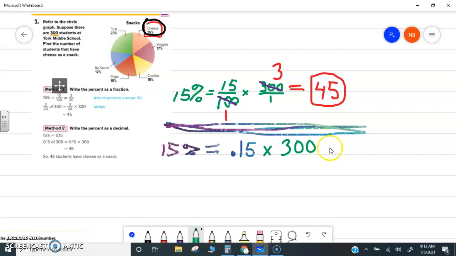So there's about 2 ways you can do this. I'd say the easiest way and simplest way is to change the percent to a decimal and then multiply it. You're going to get the same answer no matter which method you do, as long as you do it correctly.